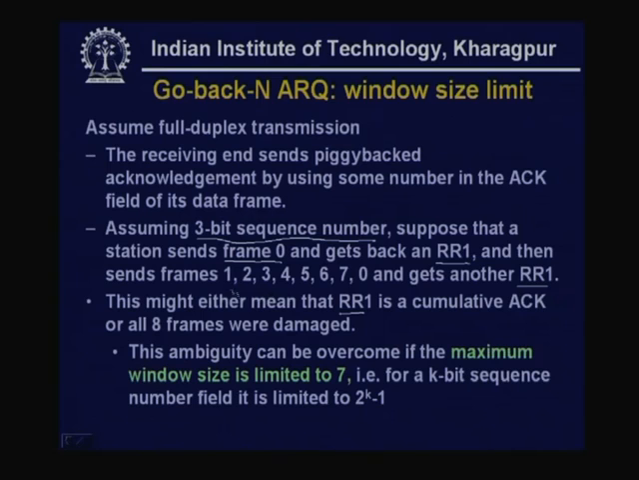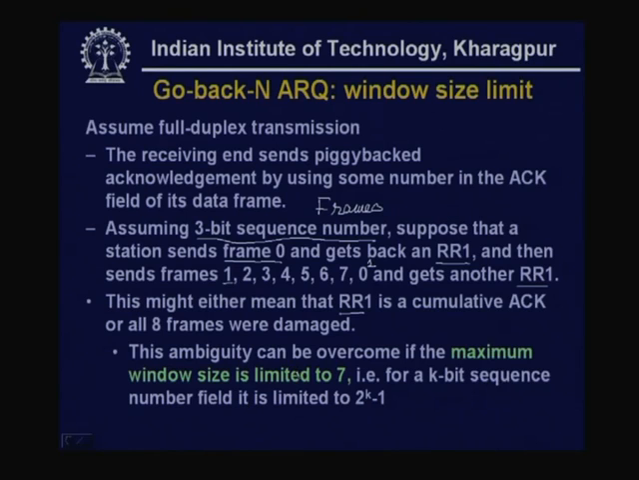If all are damaged and lost, then obviously this RR1 corresponds to the first 0, that means before this the frame 0 was sent, it corresponds to frame 0. On the other hand, if it is not damaged, then this RR1 can correspond to the next frame after 0. So, this can be either for this or the next frame after 0. Which one has to be considered, the transmitter gets confused.